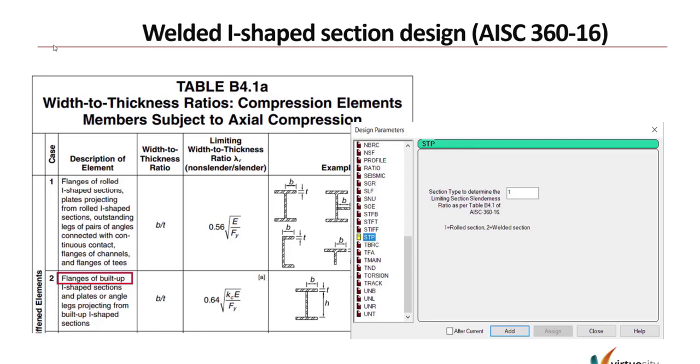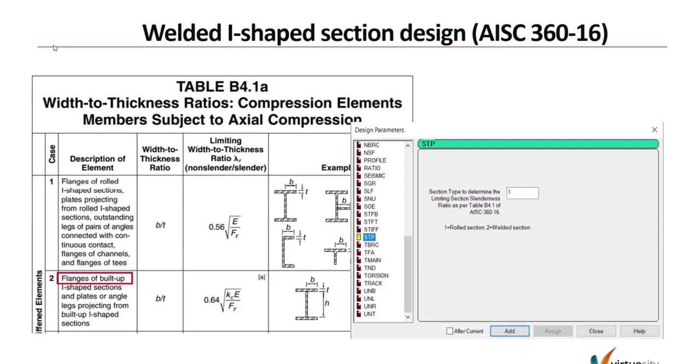we need to use the B by T ratio. Now, if you go to the AISC code table number B4.1.1a, you can see they have separated out this limit for the built-up section from the hot roll section. So basically, these guiding limits for the built-up section are not exactly the same as the limit for pure hot roll I-shaped or any other standard sections.